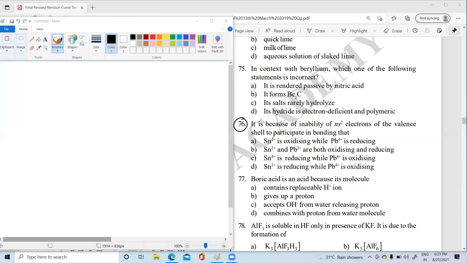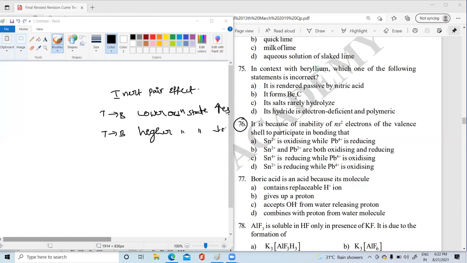Next, question number 76, students. It is because of the inability of the ns2 electrons of the valence shell to participate in bonding. As we know very well, the inert pair effect: from top to bottom, lower oxidation state stability increases, and higher oxidation state stability decreases.